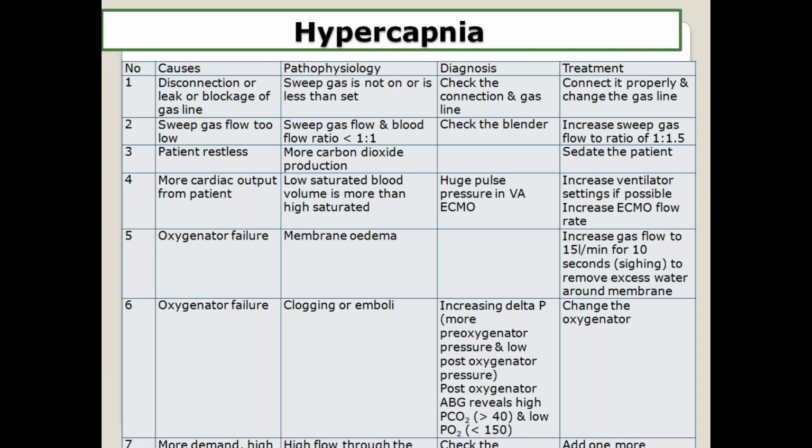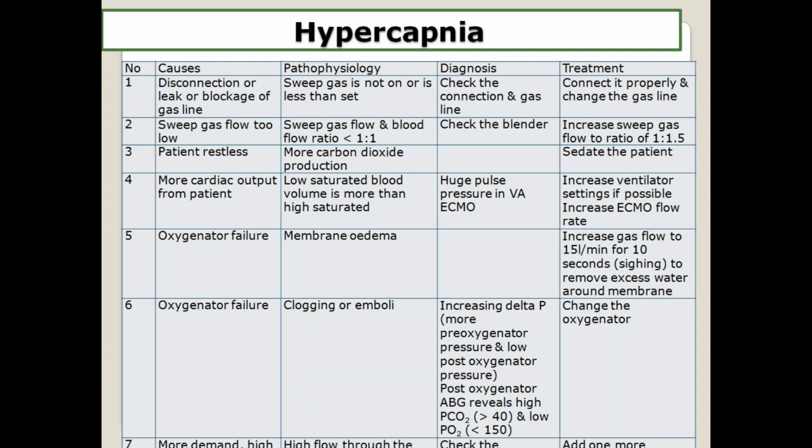So whenever you are in doubt about some technical issue, it is better to change that particular part or component. That's most important. Sweep gas is too low, or the patient is restless. Whenever the metabolic activity increases, definitely the CO2 production will be more, and that can lead to hypercapnia. More cardiac output, or oxygenator failure in terms of membrane edema. That is what I told you yesterday.